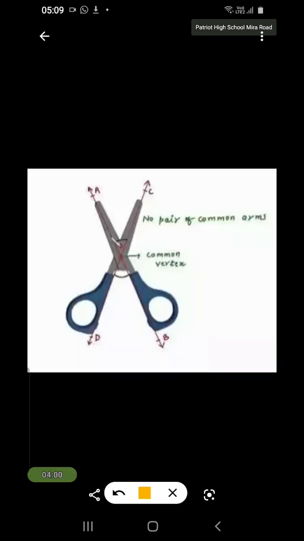A pair of scissors. So this is the angle formed. The vertically opposite angle is on the top. To the right also it forms an angle. To the left also it forms an angle.